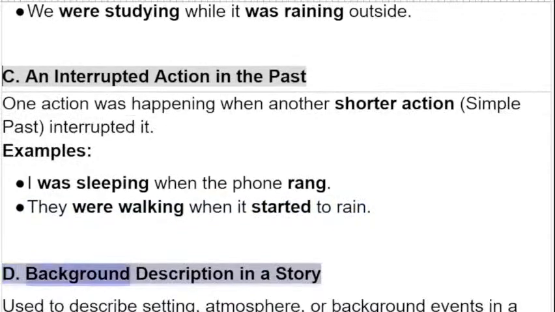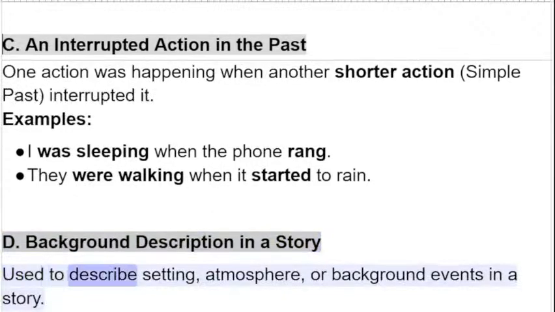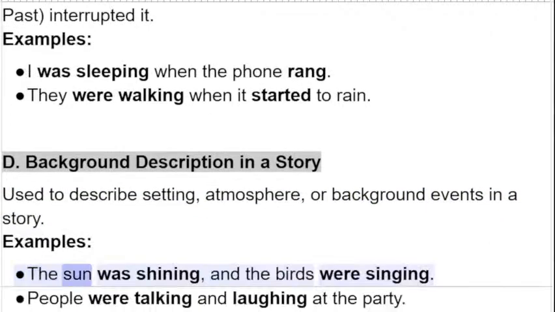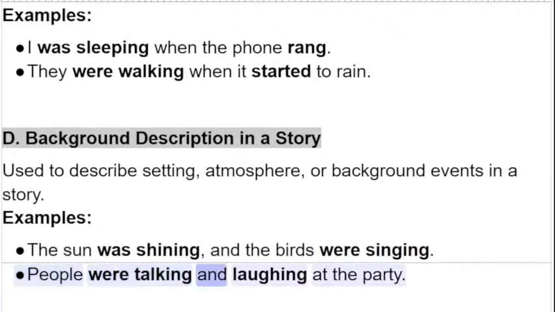D. Background description in a story. Used to describe setting, atmosphere, or background events in a story. Examples: The sun was shining and the birds were singing. People were talking and laughing at the party.